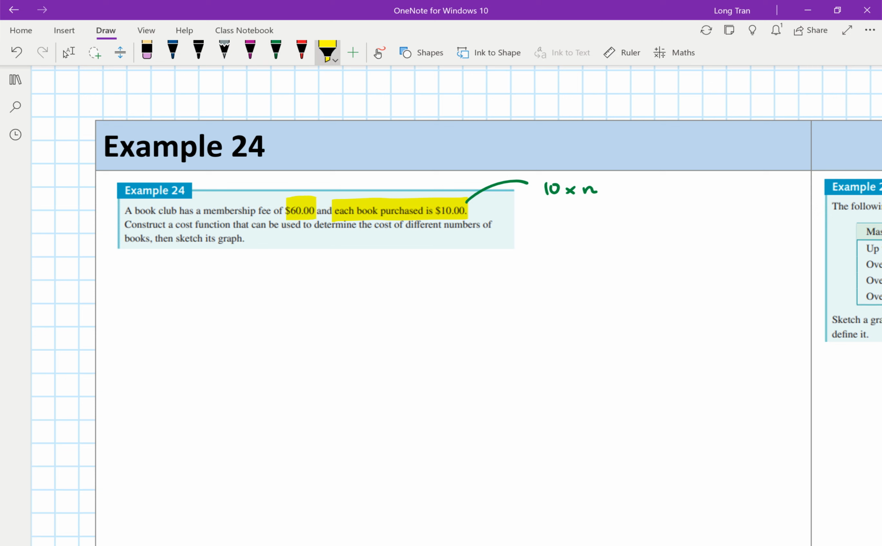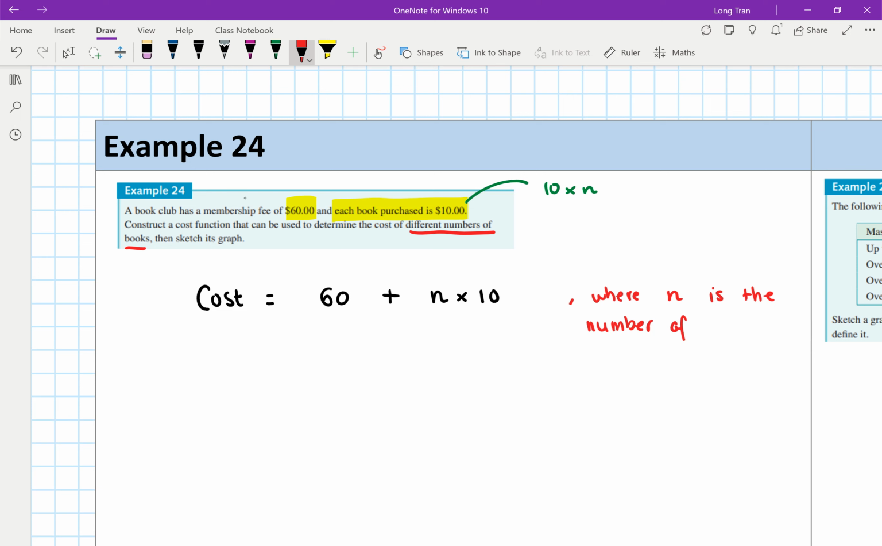It's $60. So construct a cost function that can be used to determine the cost of different numbers of books, which is keyword there, different numbers of books. So therefore, the cost, if you figure it out, it has to be $60 out of your pocket straight away, adding on the number of books that you buy multiplied by $10 is your overall cost. True? So here you should define and say where n is the number of books purchased.